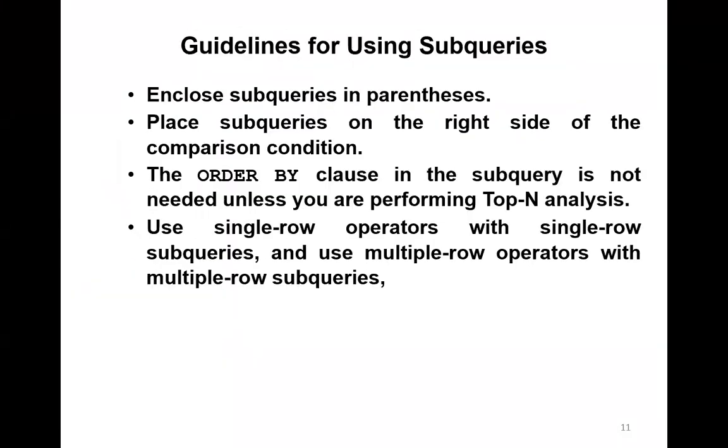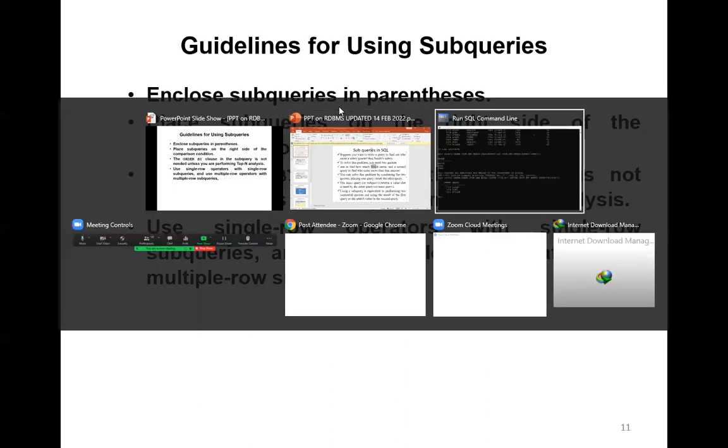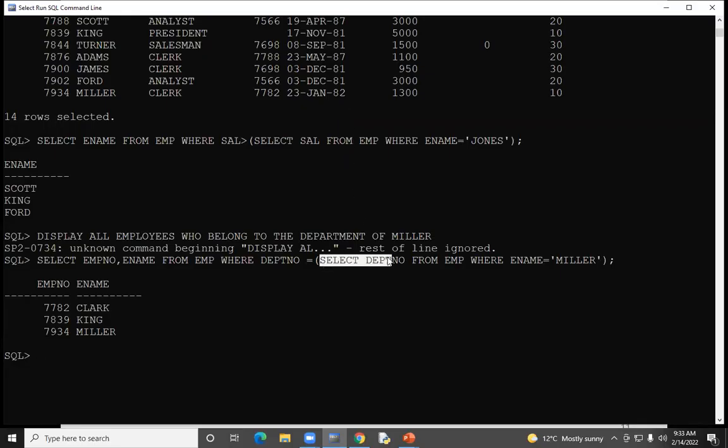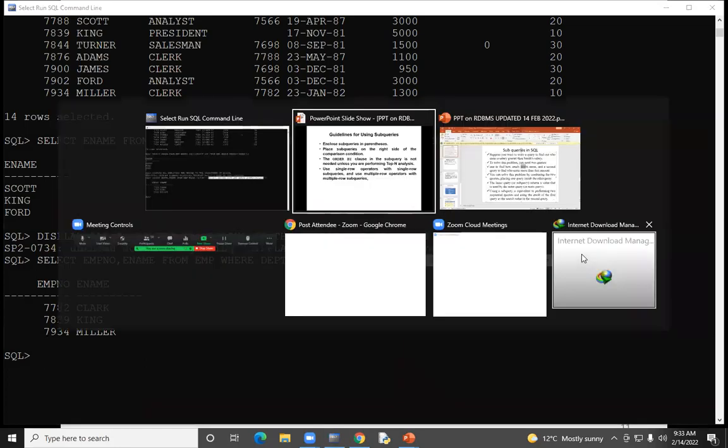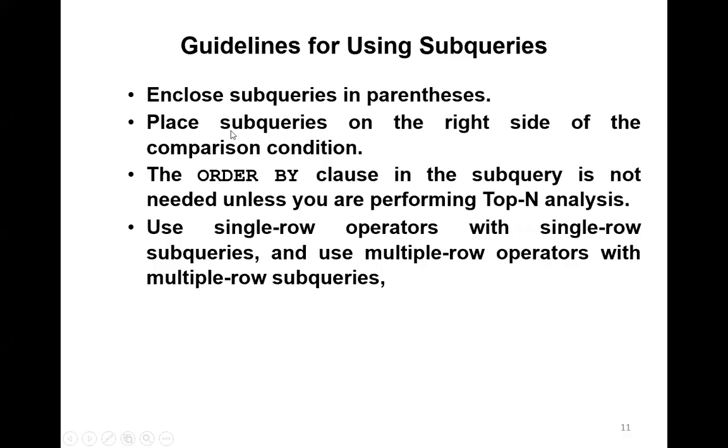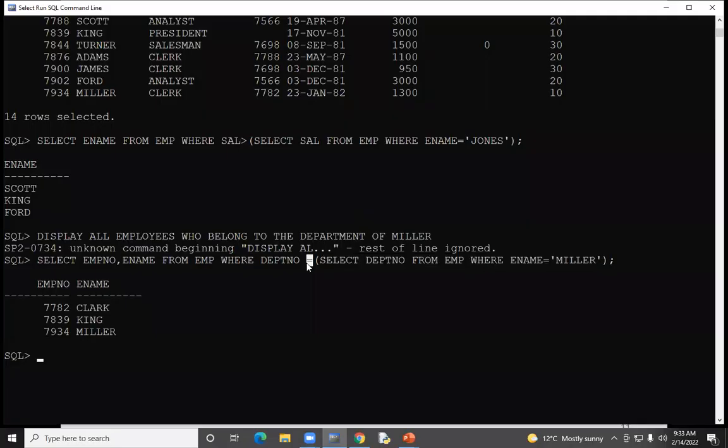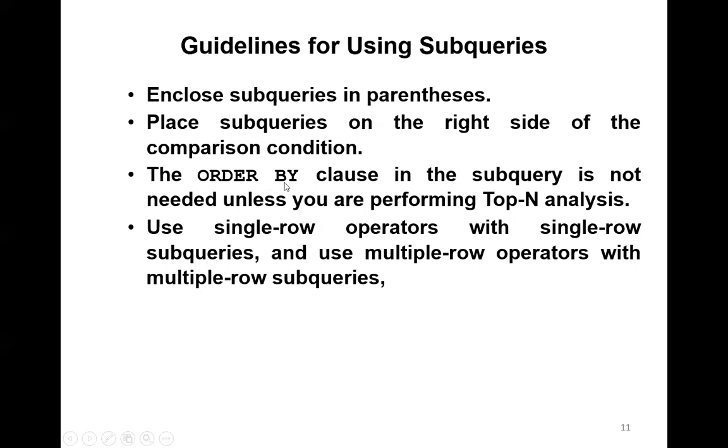Now these are the guidelines for writing subqueries. Number one, you should enclose your subqueries in parentheses. We have already seen that here; we have enclosed the subquery in parentheses, right? Then place the subqueries on the right side of the comparison condition. We have done that; this is the comparison condition, right? And the order by clause is not needed unless you're performing top-N analysis. Usually we don't use the order by clause in the subquery. What top-N analysis is, we'll discuss in subsequent sections.